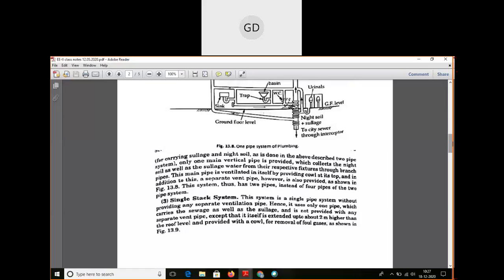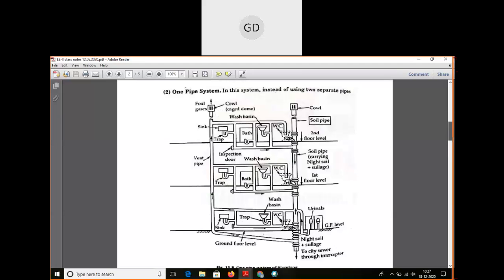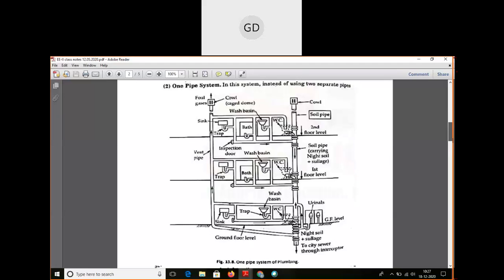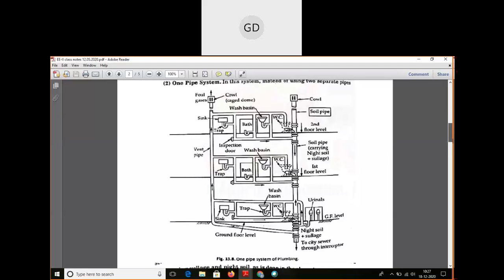So one is your vent pipe and the other main pipe is carrying the sludge and the night soil, but along with this one vent pipe will also be there. So it is saying that there will be two pipes. Okay, so this is a diagram you can see. This is a diagram of your one pipe system of plumbing.